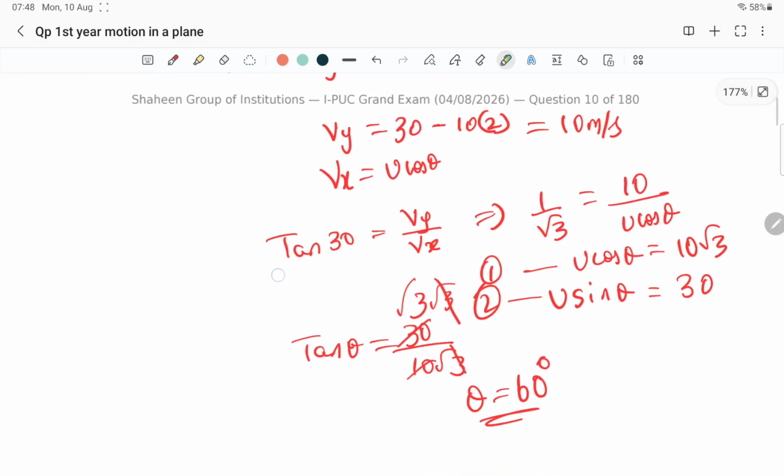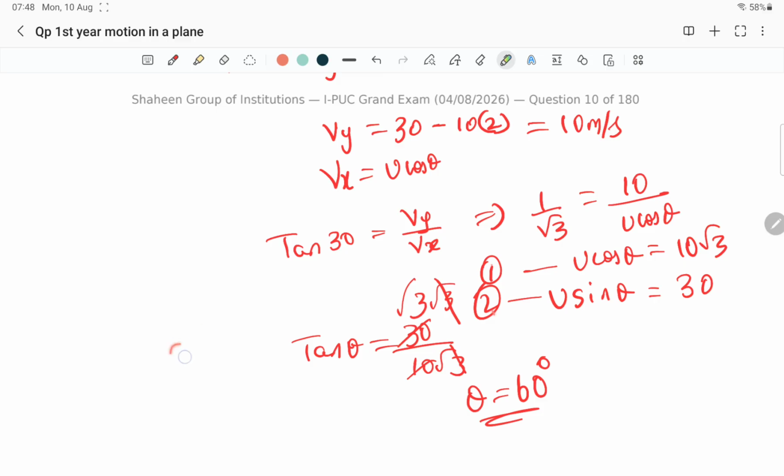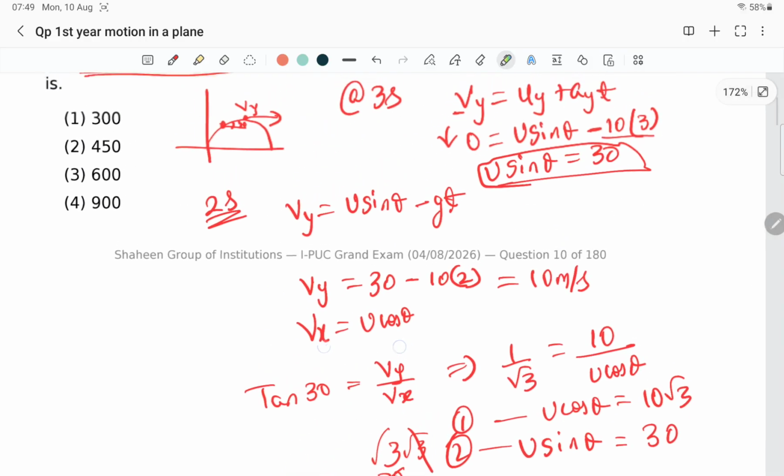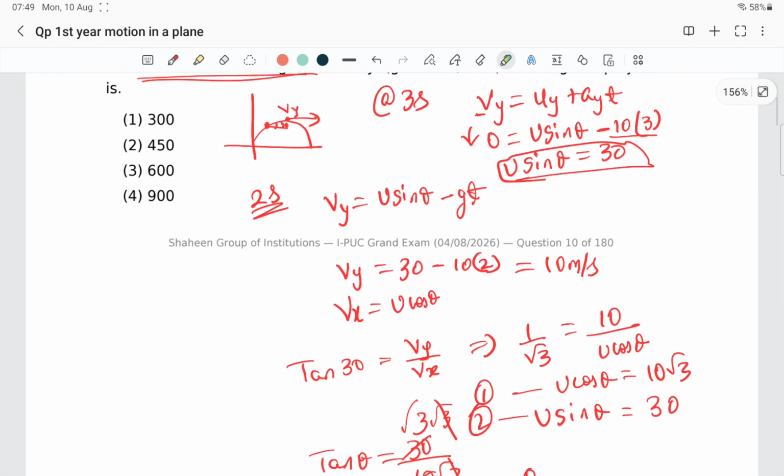Then he told us the angle is 30 degrees, so tan 30 equals vy by vx. We used this and found u cos theta. Earlier we had found u sin theta, and using these two, doing equation 2 divided by equation 1, we find tan theta, and that is how you get theta as 60. So I hope this particular problem is clear. You can have a look at what all has been done, and then we can move on to the next question.